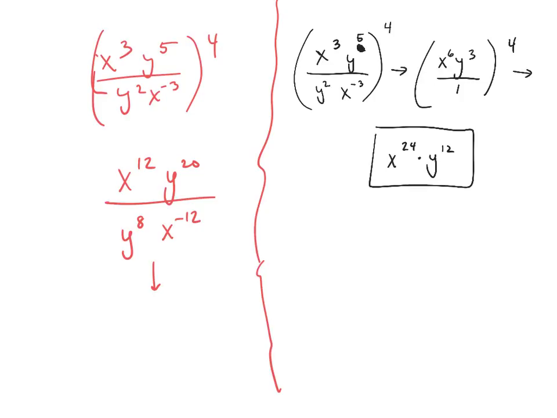I've got y to the 20th over y to the 8th. 20 up top, 8 down below. What's left over? 12. Where? On the top. Good. Again, 20 up top, 8 down below. These 8 cancel with 8 of these, leaving me how many behind? 12.